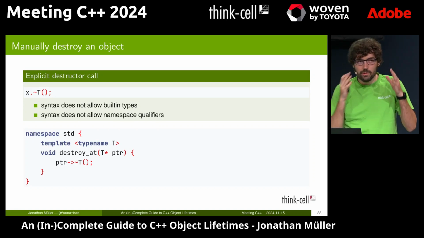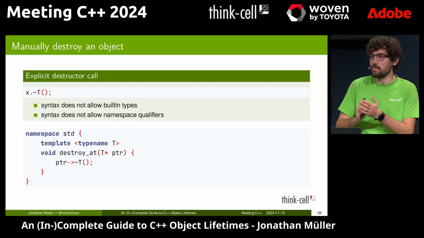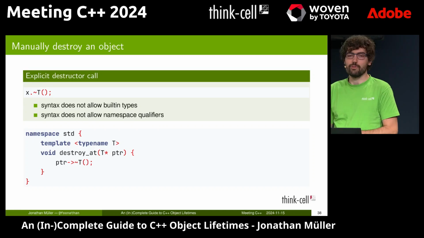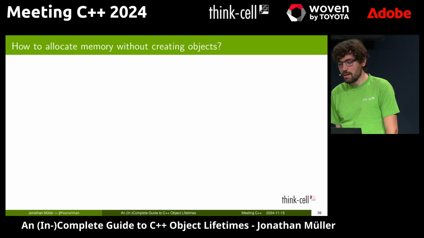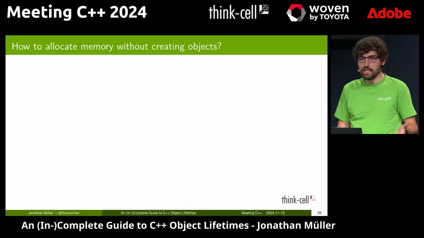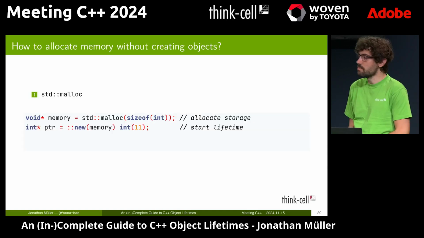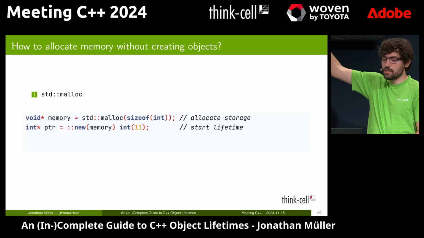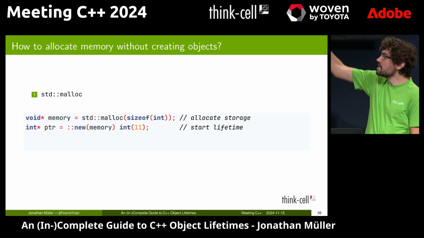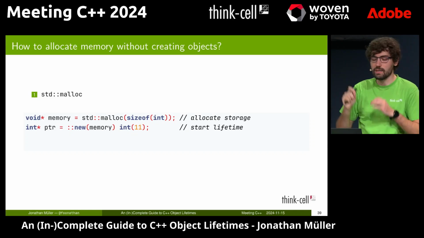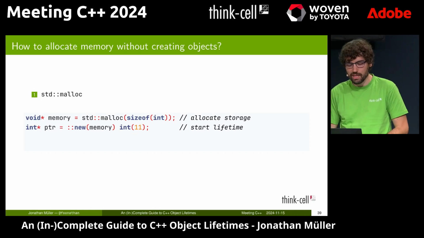So now we know how to manually create an object and manually destroy it. How do we allocate storage? We need some storage to do that in. The most obvious way, and the way placement new was initially added for, is malloc. Malloc is a C function that only allocates storage. It does not create any objects. So we can use placement new to explicitly start the lifetime and create our object with the appropriate value.